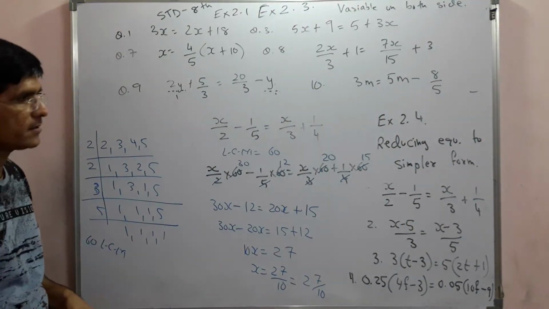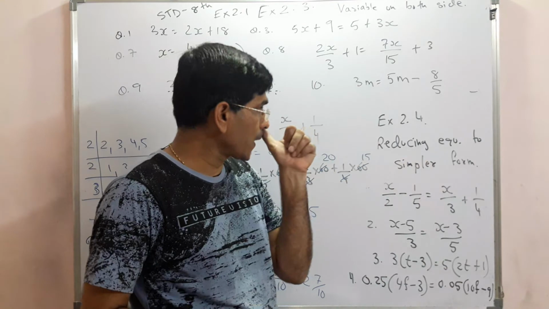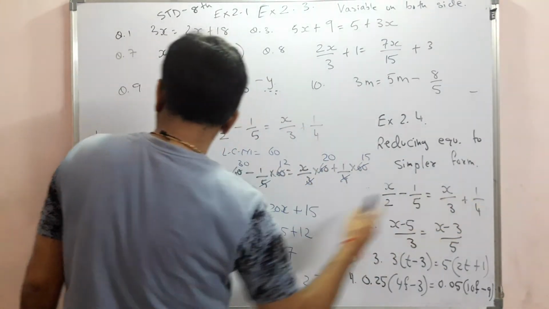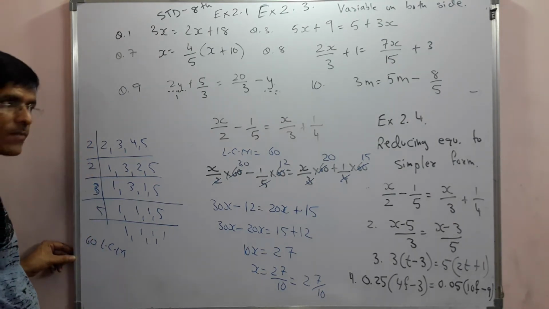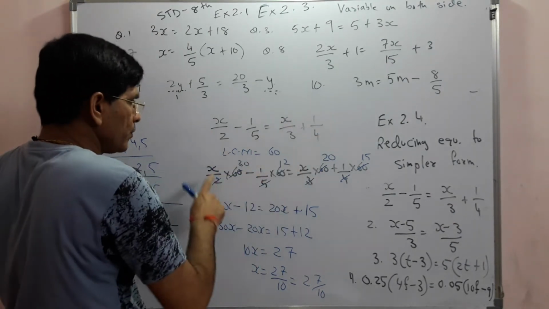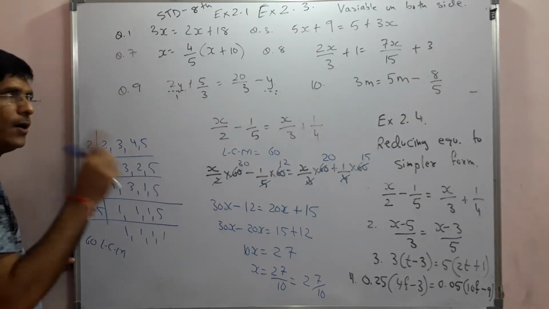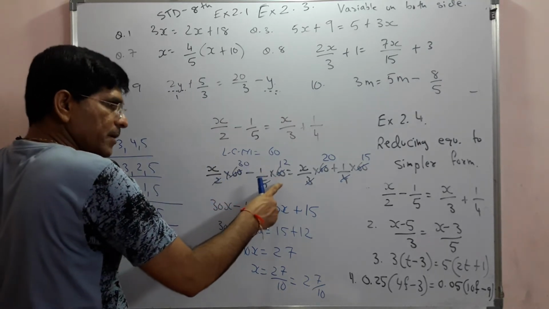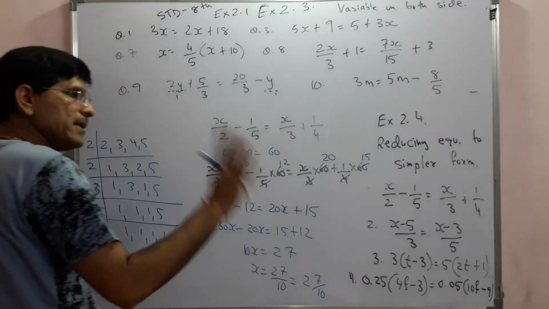Again I repeat the sum, it's an important sum: reducing the equation into simple form. So here with 2, 5, 3 and 4, I have to take the LCM. LCM is 60. Afterward, I have to multiply each term by the LCM. So x by 2 multiplied by LCM, minus 1 by 5 multiplied by LCM, x by 3 multiplied by LCM, and 1 by 4 multiplied by LCM.